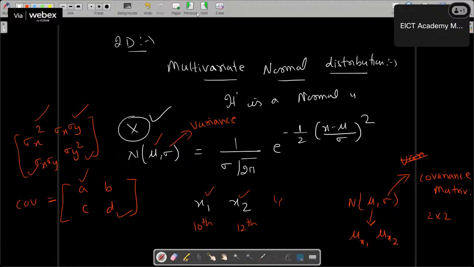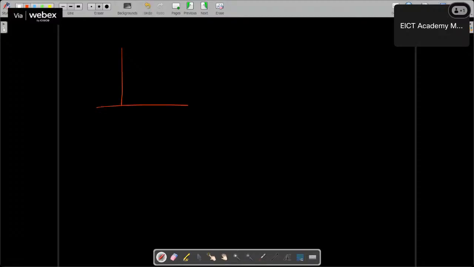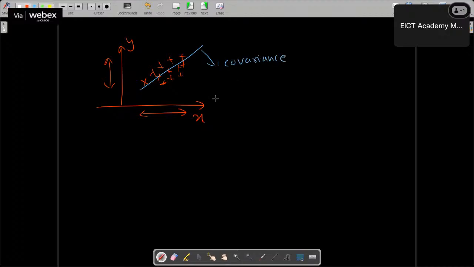Okay, so in two dimensions, let's say this is x, this is y, and this is the data points. This is my variance in the x direction. This is the variance in the y direction. And this one is the covariance. If it is positive, then it will look like this. If it is negative, then in this direction. Clear?